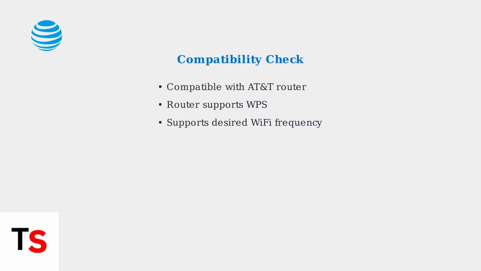When your AT&T Wi-Fi extender shows a blinking white light, it means the device is actively trying to connect to your wireless network. However, if the white light continues blinking for an extended period, this indicates there's a connection problem that needs to be resolved. The first step in troubleshooting is to ensure your extender is compatible with your AT&T router and that your router supports WPS, which stands for Wireless Protected Setup.